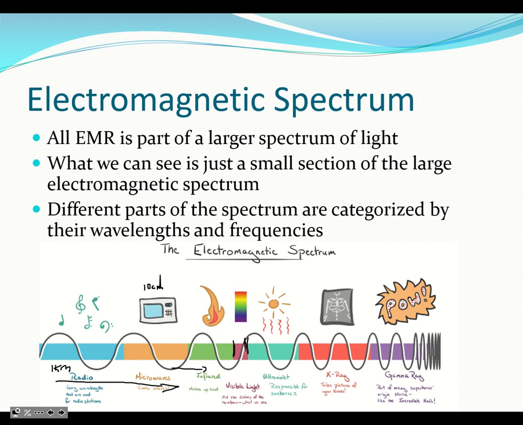And then this little section right here is the only section that we can see with our eyes, and that's everything from red to blue. Then as we get smaller, we get ultraviolet. This gives us sunburns. Then X-rays, and then gamma rays are the smallest that we have.